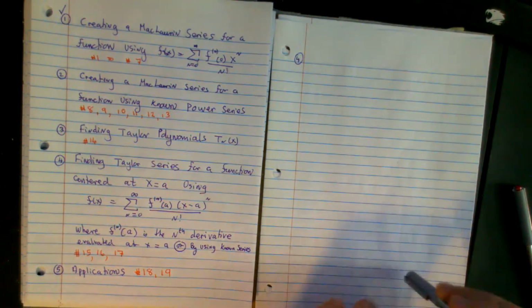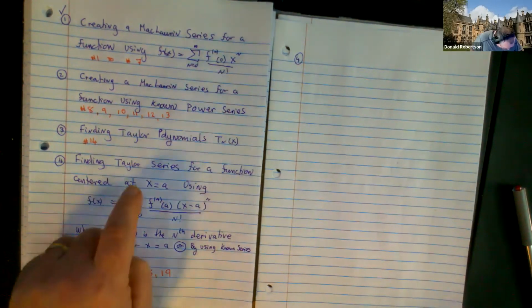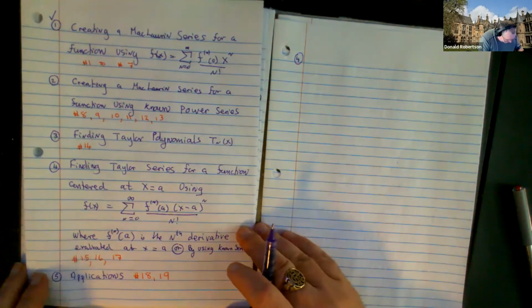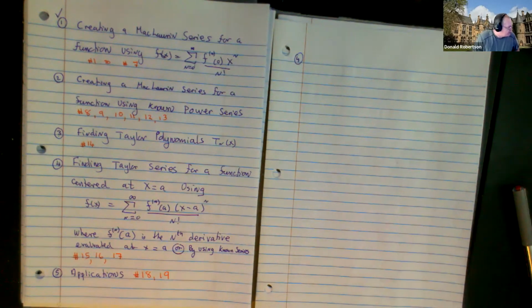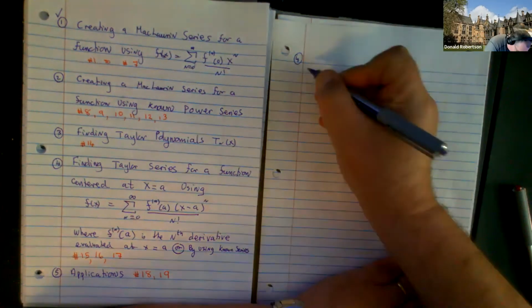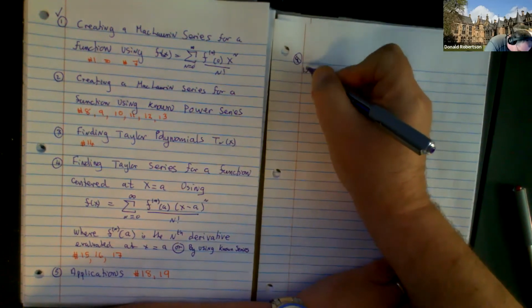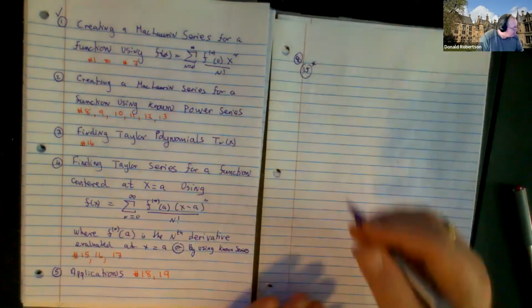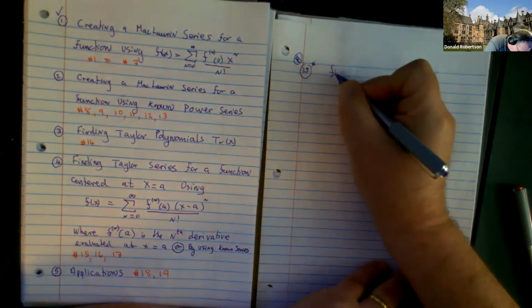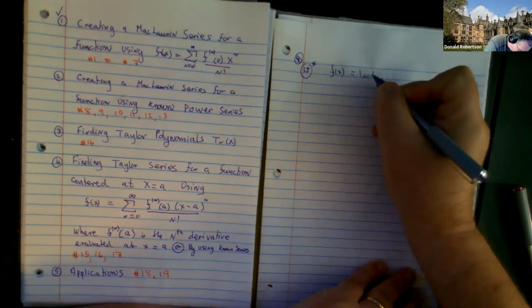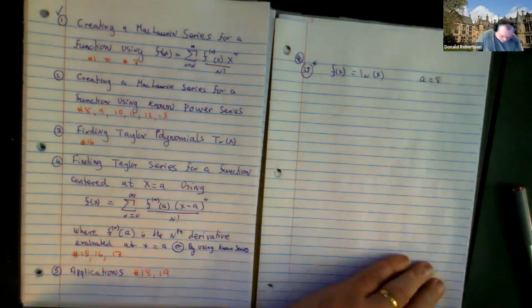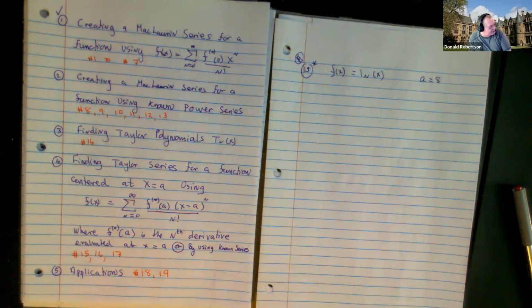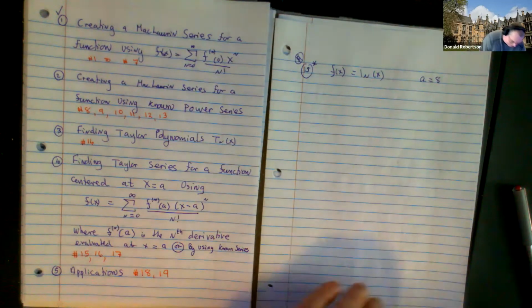Now, from scratch, always the hardest way to do it. Taylor's adds in one extra dimension, but there are only 3 examples. So I'm going to start with question 15. We have a function, which is the natural log of x, and we are going to be doing a Taylor series centered in this case at 8.